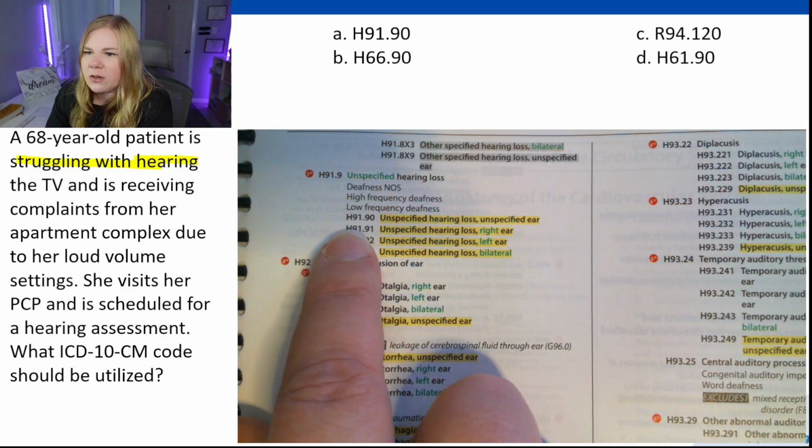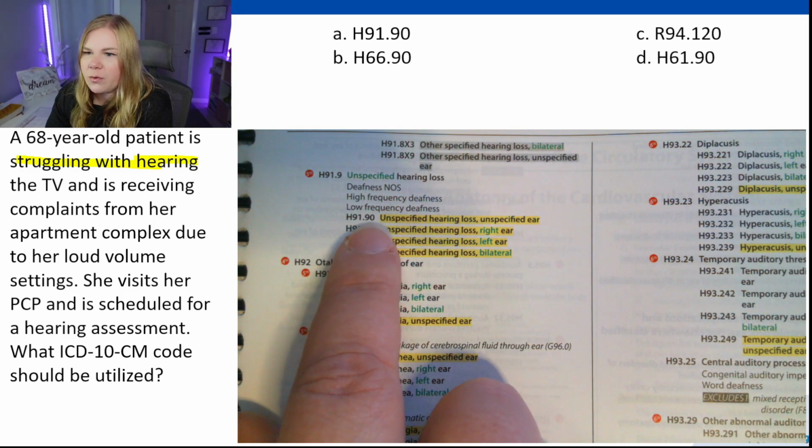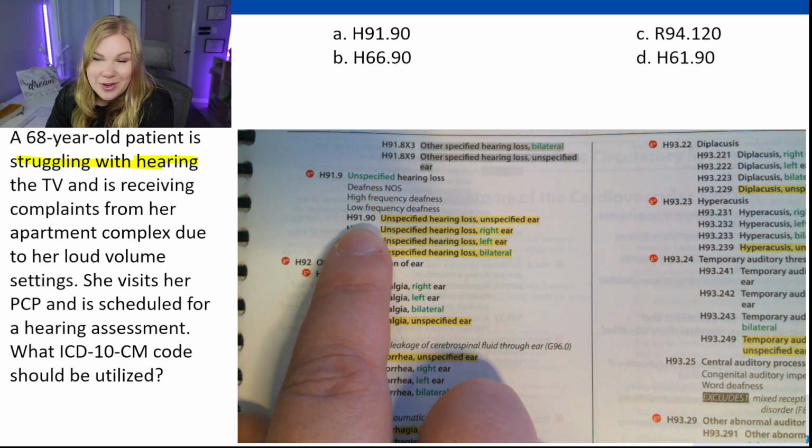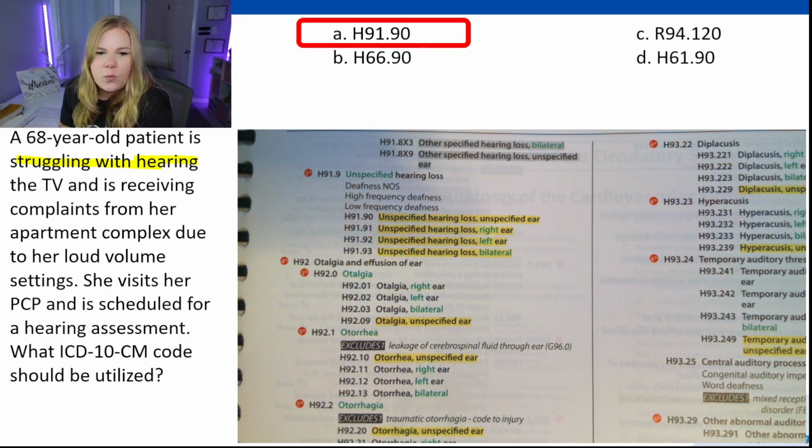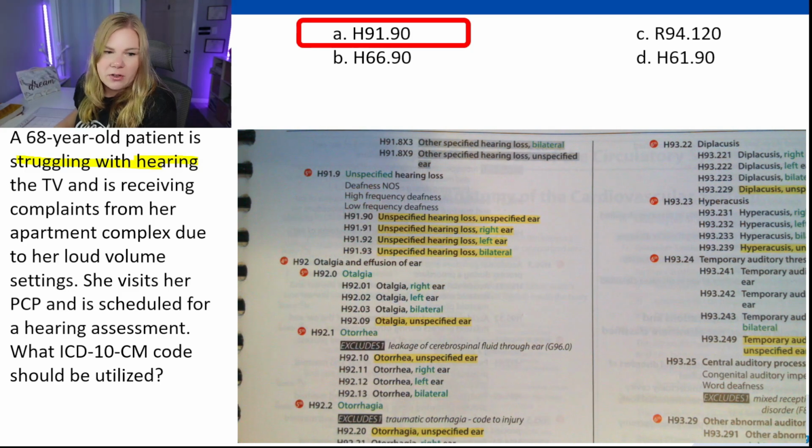And we're going to go with our H91.9, and then we need our next character. So we're going to go with unspecified because we don't know which ear it is, and we can't assume that it's bilateral. So H91.90, and is that one of our options? Yep, it is. H91.90. Now, hopefully we'll get a more definitive diagnosis for this patient down the line, but in the absence of that, we just have to use the hearing loss.